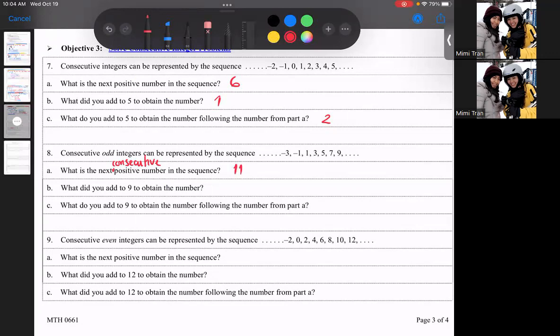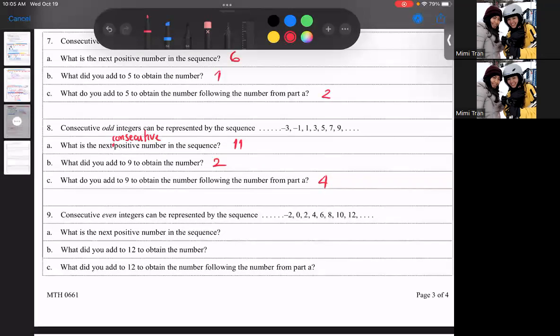What do you add to 9 to obtain the number? 2, very good. What do you add to 9 to obtain the number following the number from part A? 4. 11. Hang on. What do you add to 9 to obtain the number following the number from part A? Yeah, 9 plus 4 is 13. Yes, 4. So I want the next consecutive. After 11 comes 13, and from 9, I have 4.